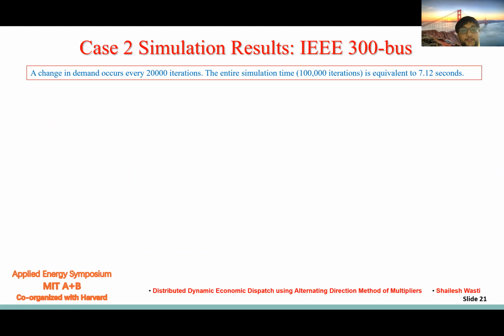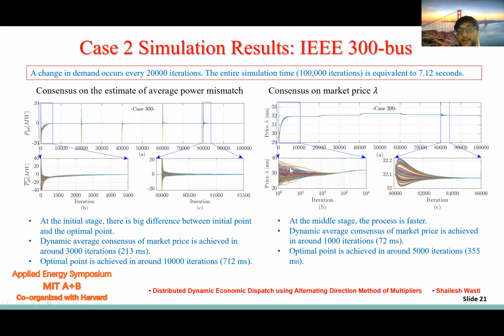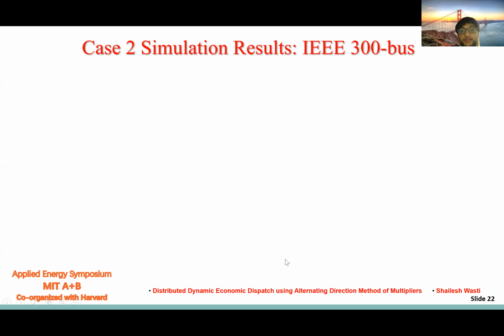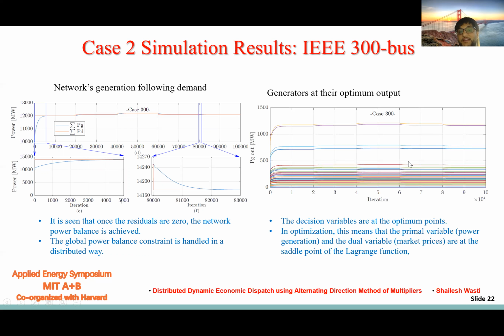So here is the result for 300 bus, with the same simulation setup. We have different power mismatches, but they finally go to zero. Similarly with the market price, they have different market prices, and they finally settle to one market price, and the market is clear. Obviously, with the larger network, it takes a little while. The entire simulation took just 7.12 seconds, but still these iterations are carried out in a millisecond. Similarly, once the residuals go to zero, the power balance is ensured, and these are for all 69 generating units, the generators at their optimum decision points.